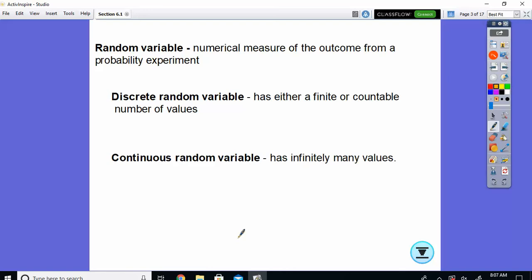Continuous has an infinite number of values. I couldn't count it. So it might be how long it takes you to write down these definitions. I can't count all the possibilities because it could take you so many seconds or a decimal value. And there's also no maximum because it could take you all day if you're really, really slow. So there is a difference between a discrete and a continuous variable.